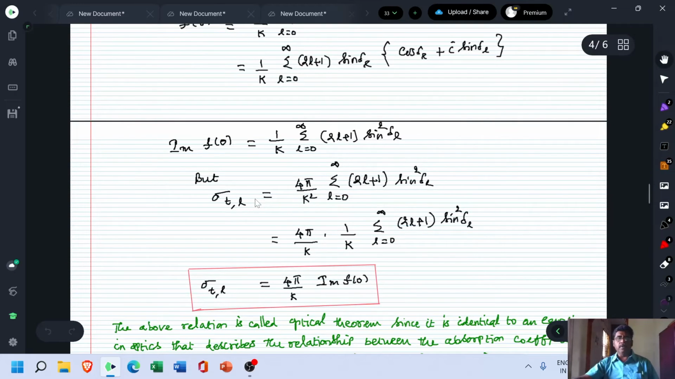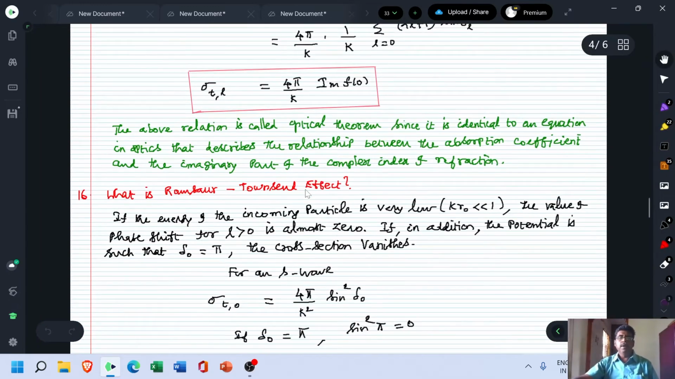But the total scattering cross section is 4 pi by k square summation over L equal to 0 to infinity 2l plus 1 sin square delta l. So this can be separated into two terms, 4 pi by k into 1 by k summation over L equal to 0 to infinity 2l plus 1 into sin square delta l. So this is our imaginary part of f of 0. So sigma total equal to 4 pi by k into imaginary part of f of 0. The above relation is called optical theorem since it is identical to an equation in optics that describes the relationship between the absorption coefficient and the imaginary part of the complex index of refraction.